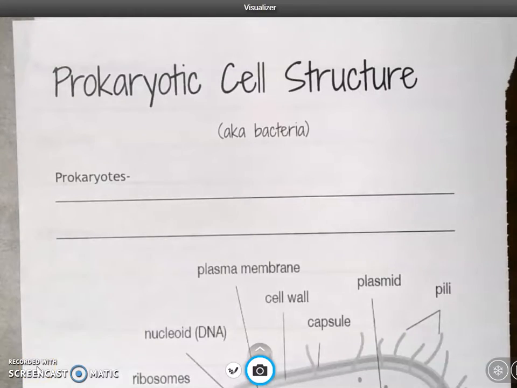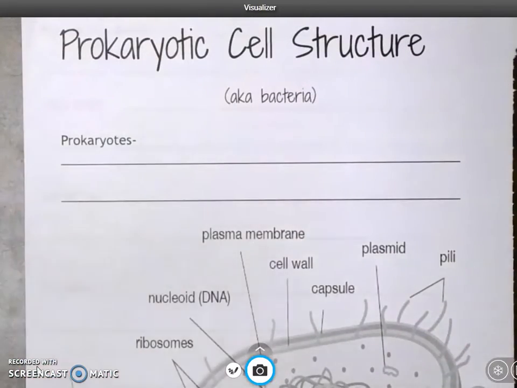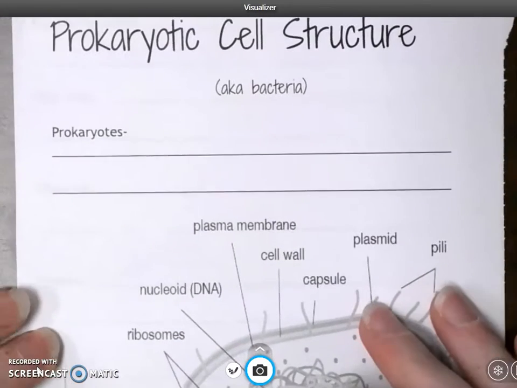Hi guys, let's do the prokaryotic cell notes. Alright, you're going to have to write small. I made the lines a little bit too small on a lot of these. Sorry about that. I will try to fix that in the future.